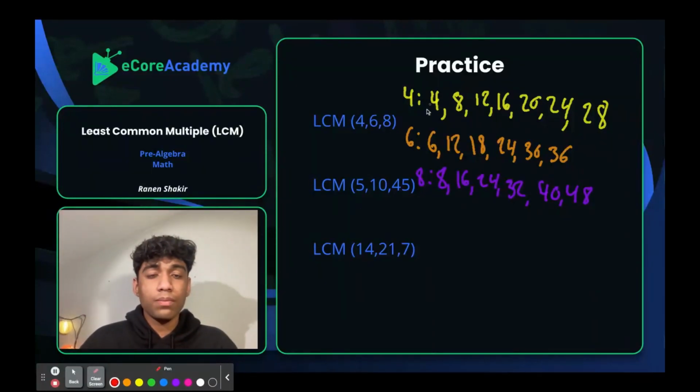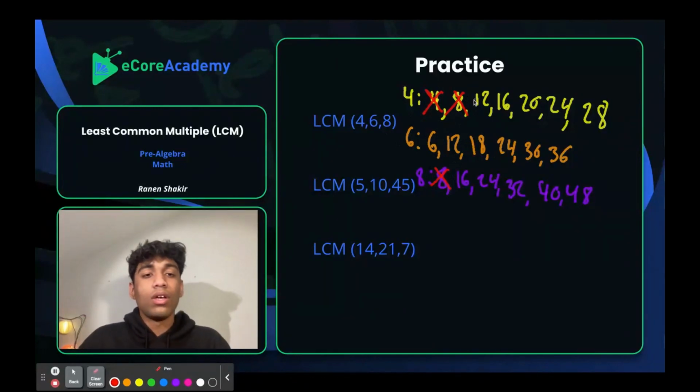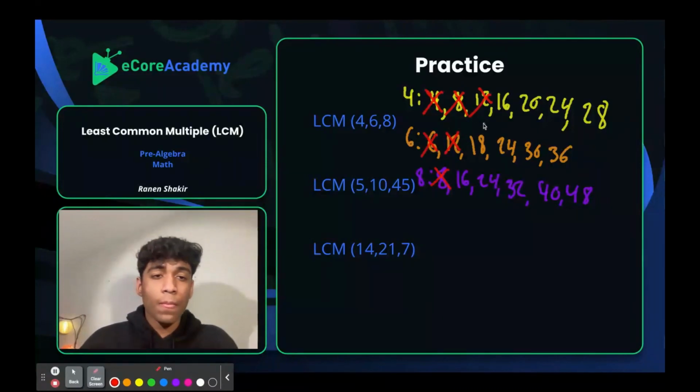Let's do some crossing. We can see that 4 is only shared with 4, so it cannot be 4. We can see that 8 is only shared with 8 and 8. Sorry, it's 4 and 8, so that can't work since 6 isn't shared. We have to make sure that all 3 numbers share the same multiple. 12 only works with 6 and 4. 6 only works with 6. 16 only works with 8 and 4. 18 only works with 6. 20 only works with 4.